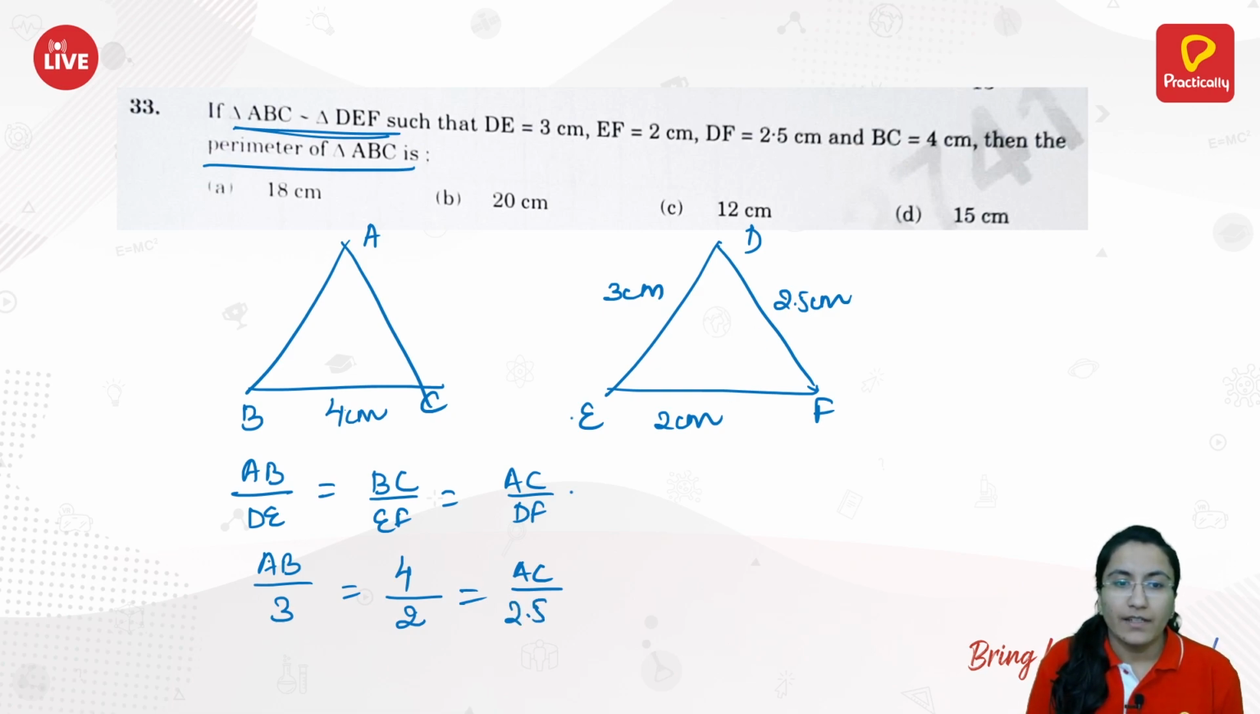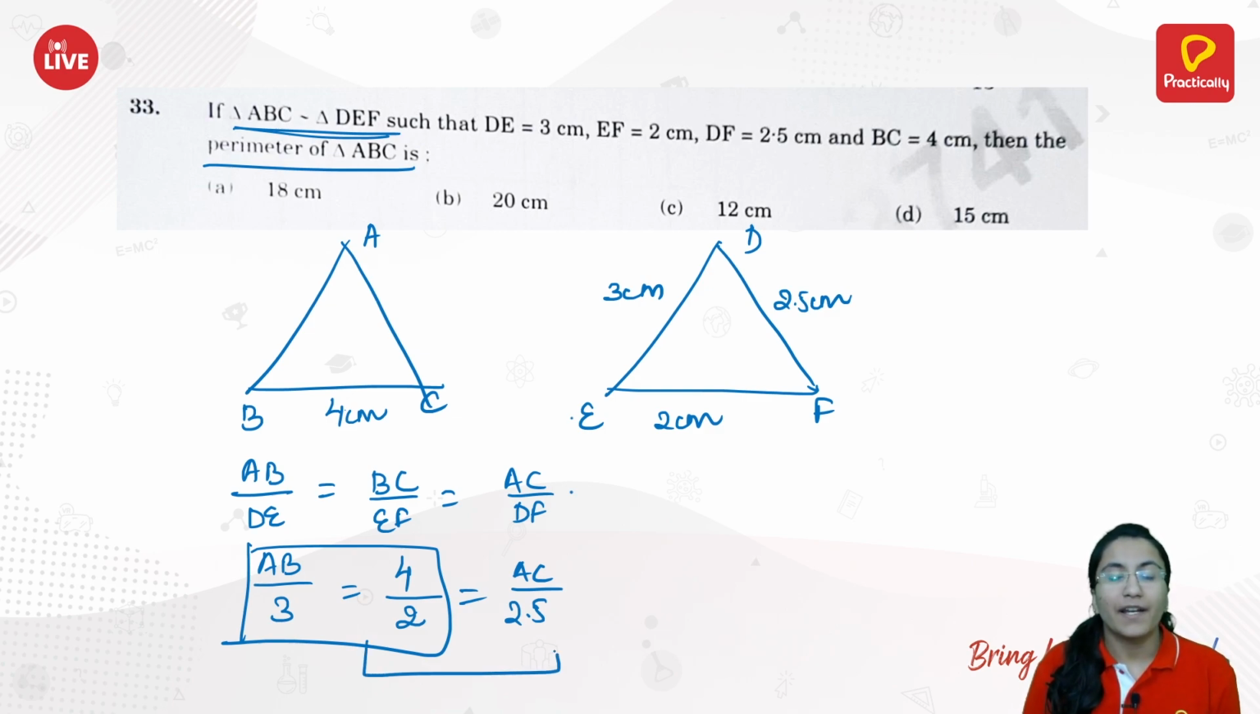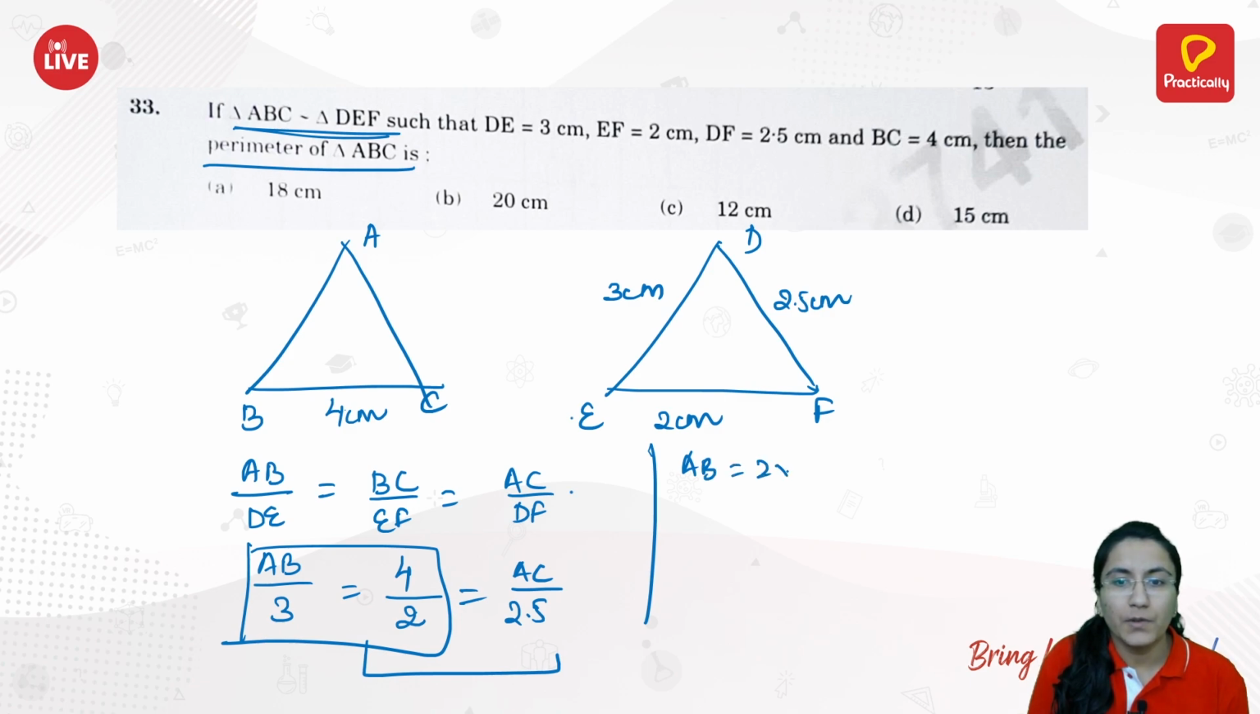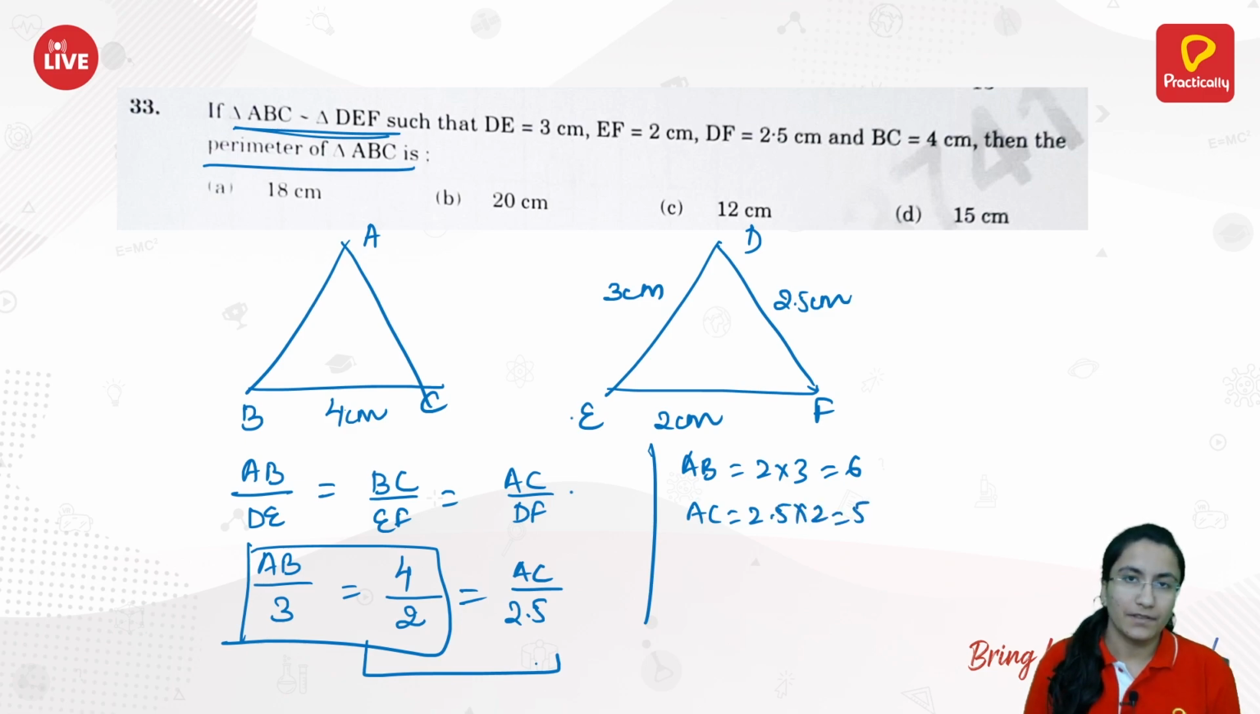Right, so you can take this one and then you can take these two so as to find the value of AB and AC. So AB would be equal to 2 into 3 which is 6 units and then AC would be equal to 2.5 into 2 which is 5 units. Okay, so now you have this as 6 units, this as 5 units. Now you can easily find the perimeter.